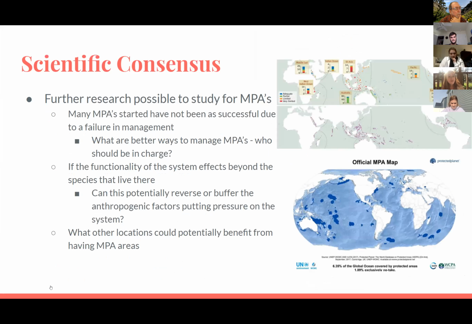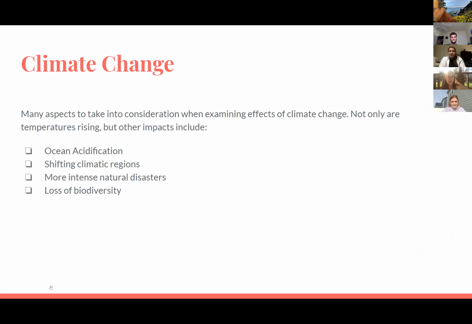And then for future research, the biggest thing is that scientists are finding that a lot of these MPAs are failing due to the lack of correct management in these systems. So they just want to find better ways to manage these areas to help prevent them from failing in the future. All right, I think Alex, it's your turn again.